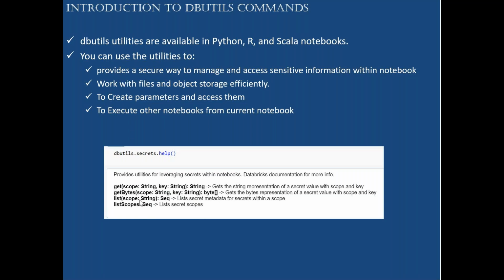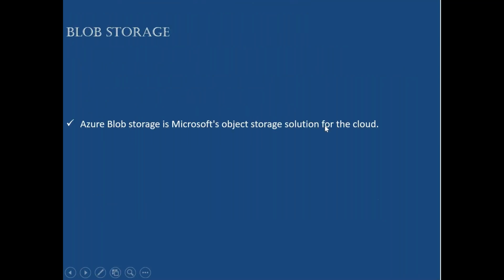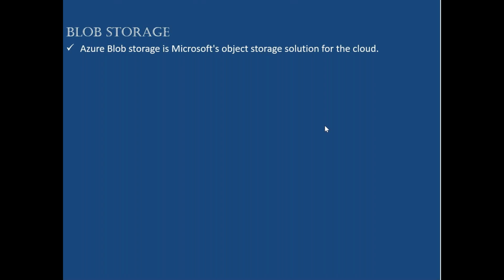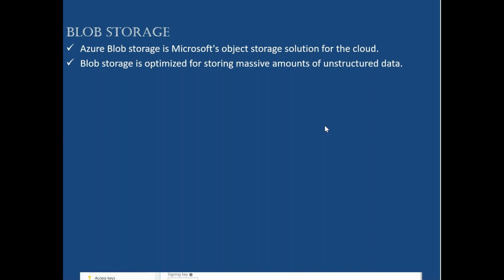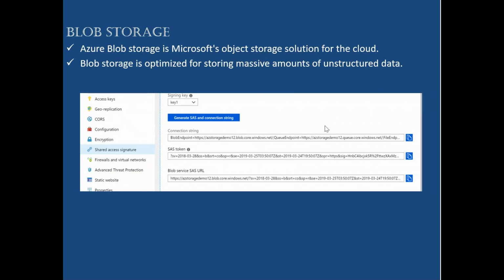Okay, let's move on. Blob storage. Azure Blob storage is a Microsoft object storage for cloud. It is general purpose storage. Blob storage is optimized for storing massive amounts of unstructured data. If you see, this is how the SAS key will come. Shared access signature. You will have a SAS token that will look like this.